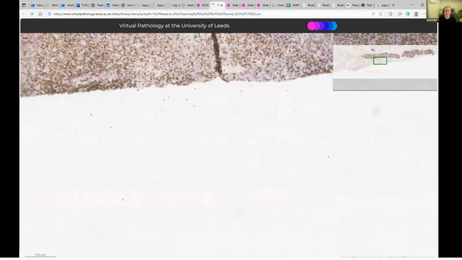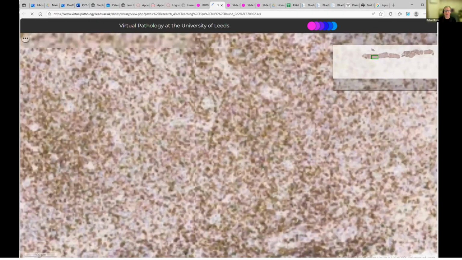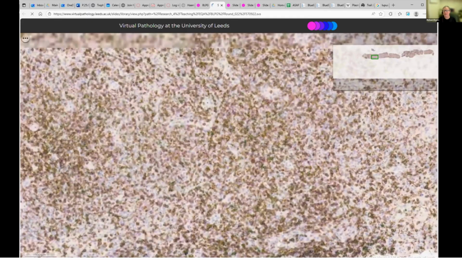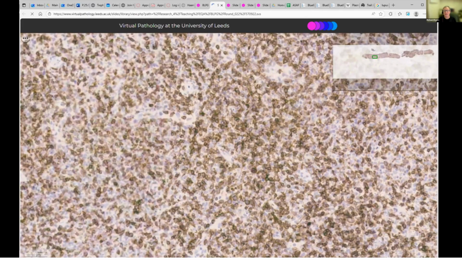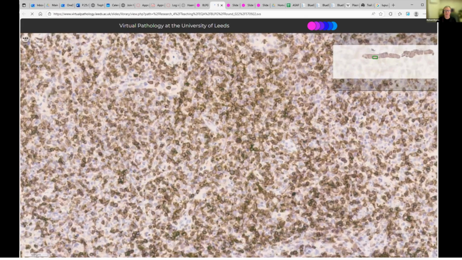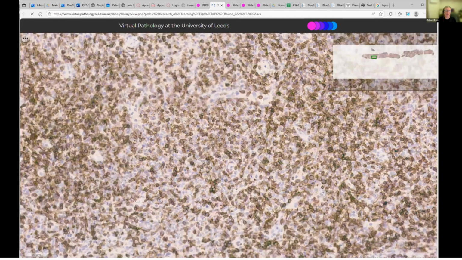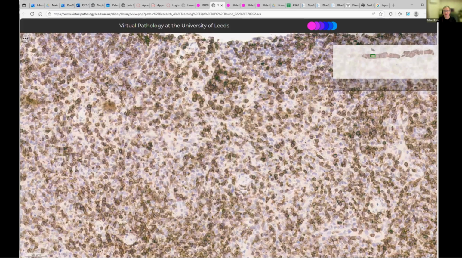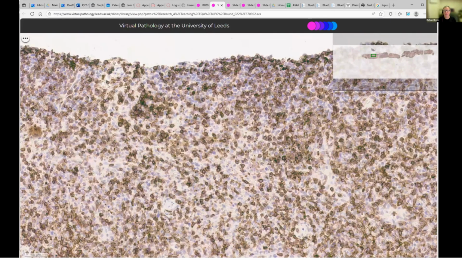CD3. So CD3 is very strongly positive through it. Let me just wait for it to unpixelate. And you can see many of the large cells are positive for CD3. But again, it's a range of cells like the CD20.